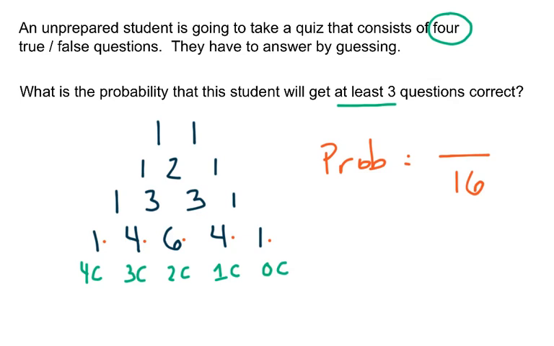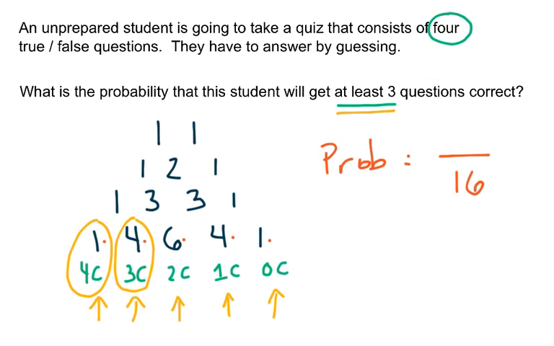So, let's see. My question says, what is the probability they will get at least 3 questions correct? So that's 3 or more. So if I get 4 correct answers, that's a success. What if I get 3 correct answers? Well, this says at least 3. That's 3 or more, so 3 is enough. So 3 questions correct, those are successes. 2 correct answers, not enough correct to be a success. 1 correct, not enough to be a success, and 0 correct, not enough to be a success.